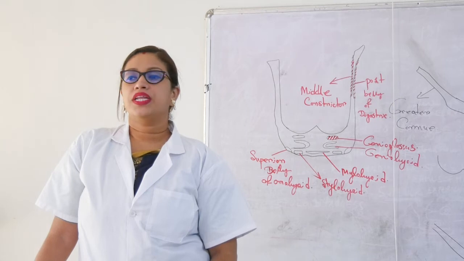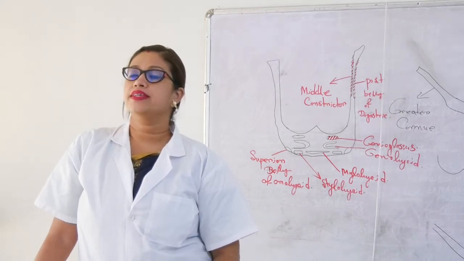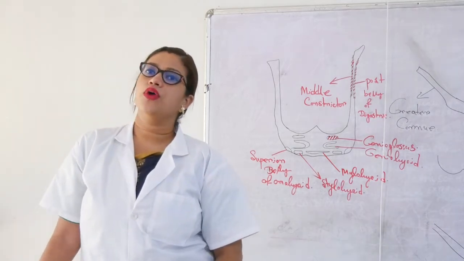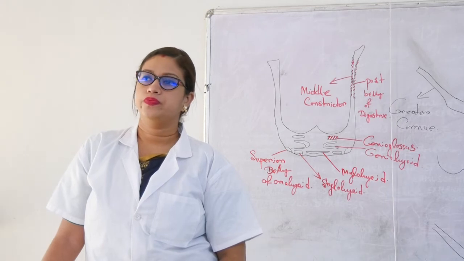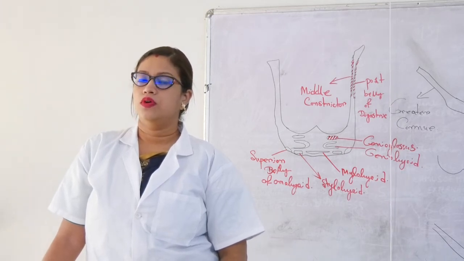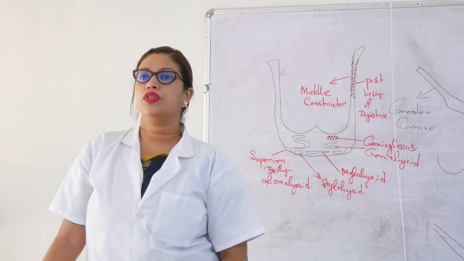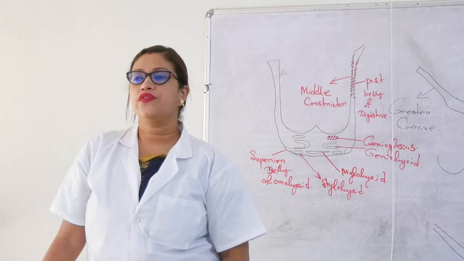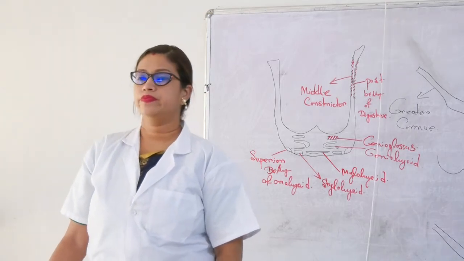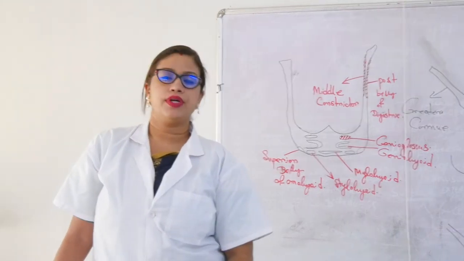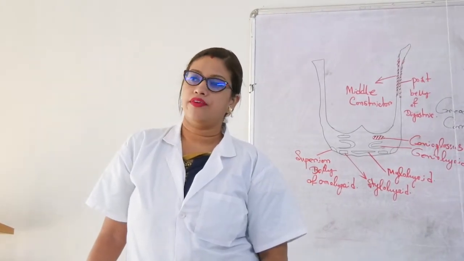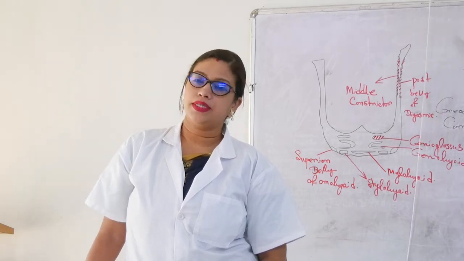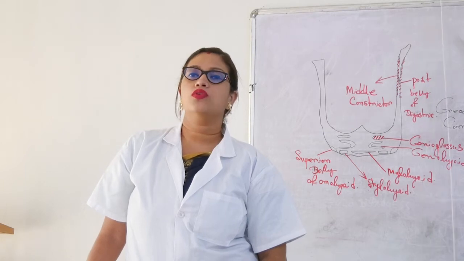So how many centers does it have? It ossifies by six centers: two for the body, two for the greater cornu, and two for the lesser cornu. First one is about the body. When does it ossify? At birth, or you could write after birth. At or after birth.